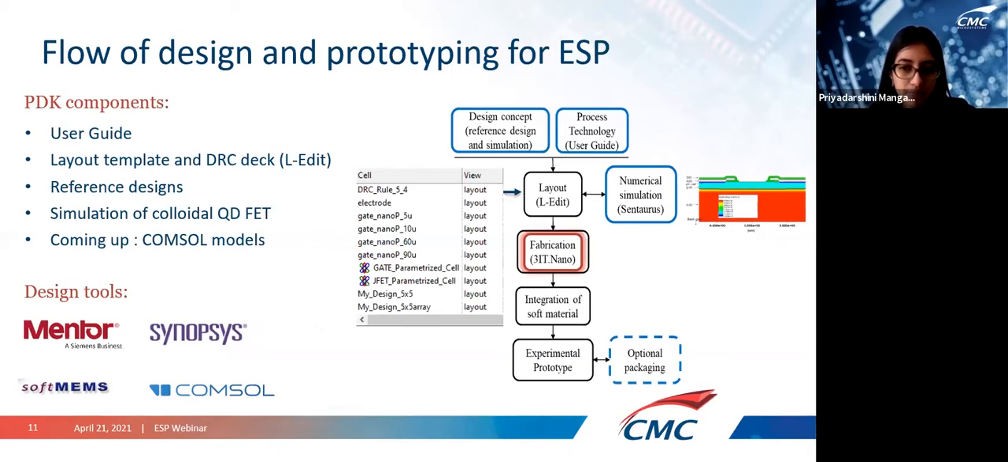In the LEDit layout file that you can see here, we have what are known as the cells, and we have also recently developed what we call the parameterized cells, in which you just need to plug in the channel length and width, and a JFET cell is automatically generated. The flowchart on the right shows the activities a designer would typically follow to prepare a layout and simulation using the PDK. Once you have completed the design, it can then be submitted to 3IT for fabrication. After fabrication, the chips are delivered to the designer for integration of a soft material and further experimentation.